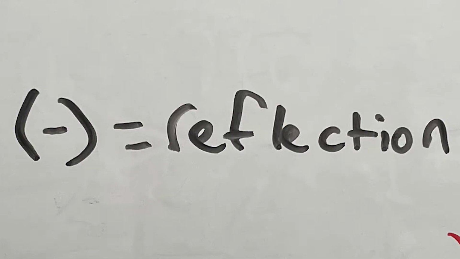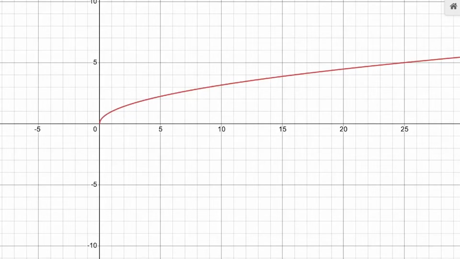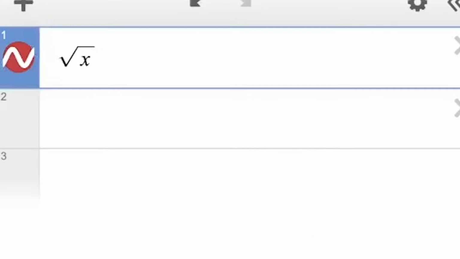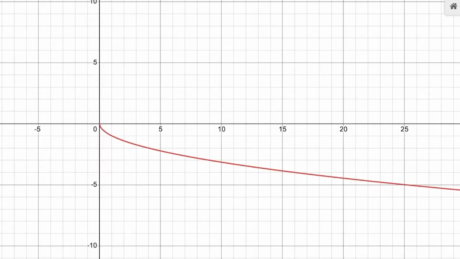The third thing that we need to know is that multiplying by a negative causes the graph to reflect, either over the x or the y axis. For now, it's really just important to know that multiplying by a negative number causes it to reflect, as you're seeing right now on your screen.